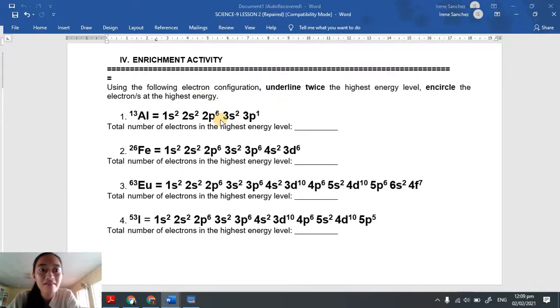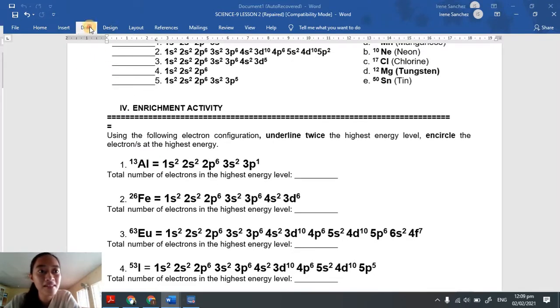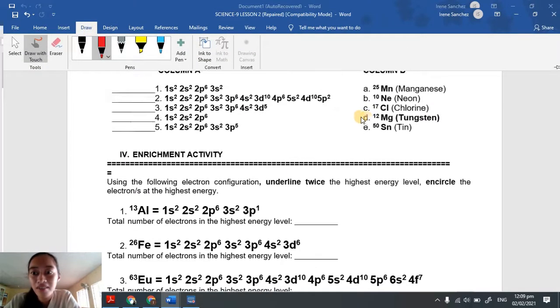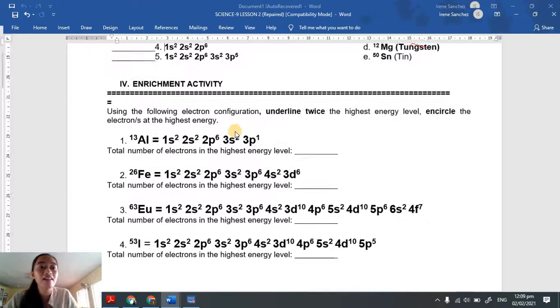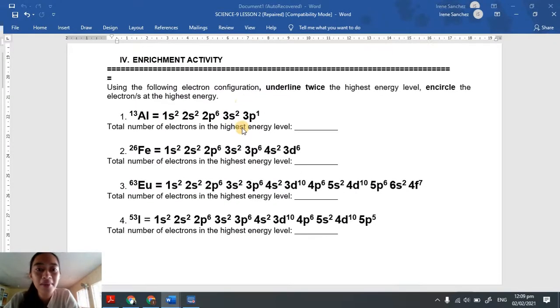Alright? Enrichment activity. What to do? For a while. Let me have the correction. This one is not tungsten, ha? Change it to magnesium. Okay. Here, enrichment activity. Muna ang pa-explainan sa inyong classmate po.